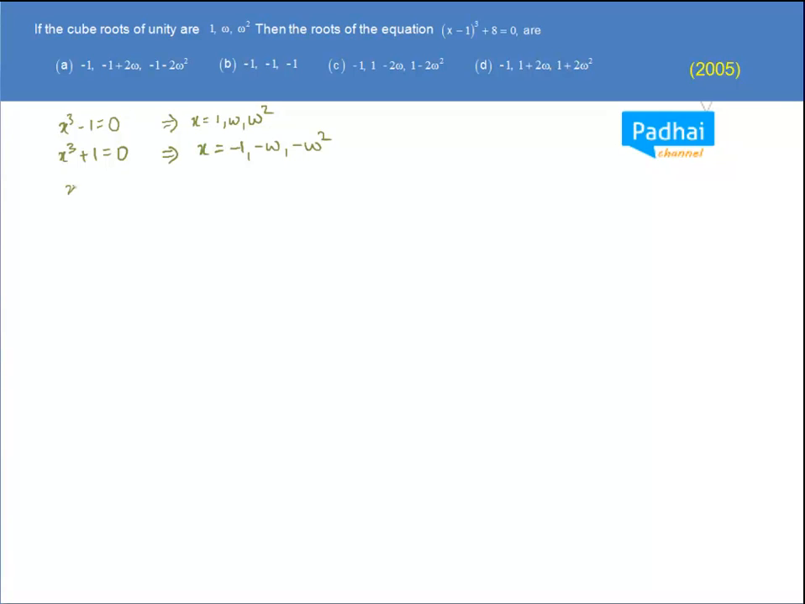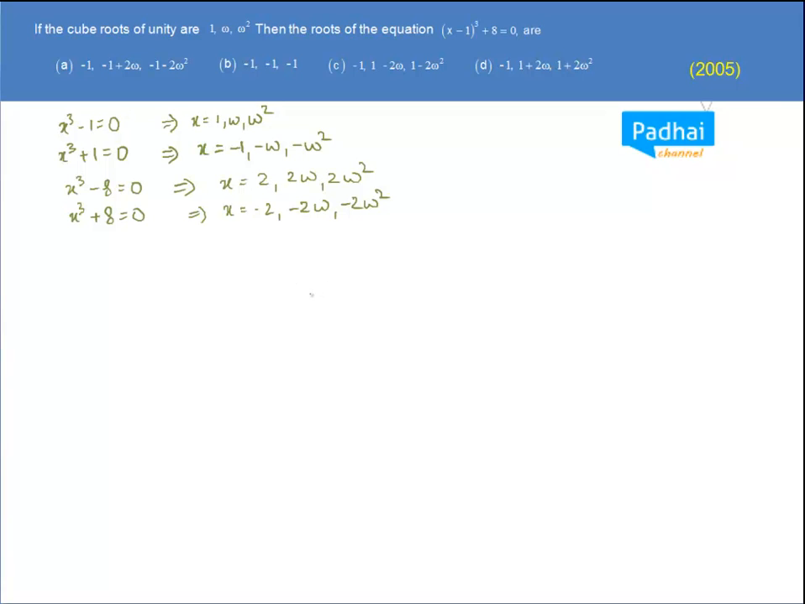And similarly, if I say x cube minus 8 is equal to 0, that implies the roots are 2, 2 omega and 2 omega square. So this is the property, because the cube root of 8 is 2. And similarly if this is plus 8, you will get the roots as x is equal to minus 2, minus 2 omega and minus 2 omega square. Okay, so you should know these properties very well before solving these kind of questions. These are very basic properties of complex numbers.